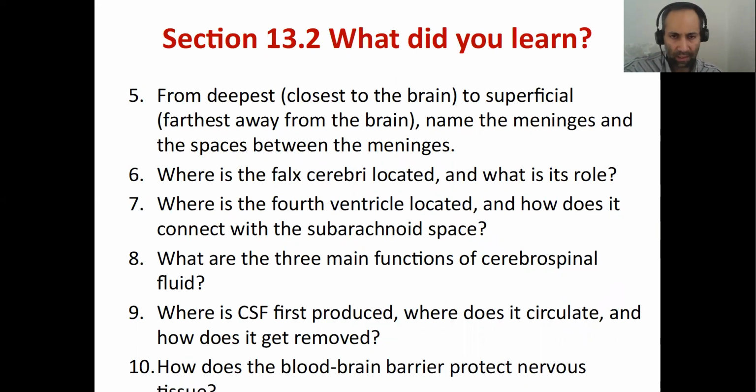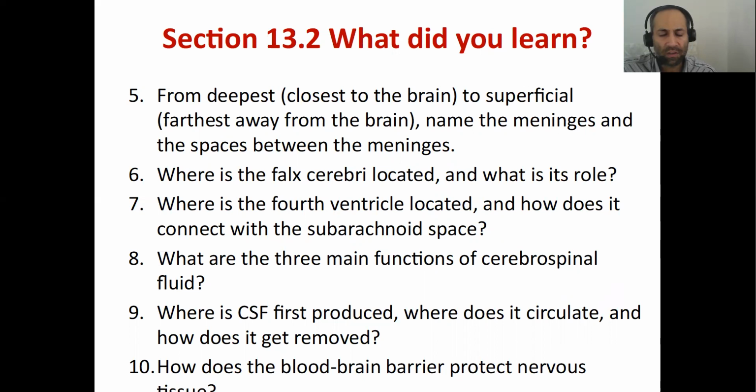Where is the falx cerebri located? On top of the cerebrum. It hangs like a tent over the cerebrum. What is its role? It carries the sagittal sinus, the main vein of the brain, one of the main veins of the brain. Where is the fourth ventricle located in the two hemispheres of the brain? How does it connect with the subarachnoid space? By means of the interventricular foramen, right?